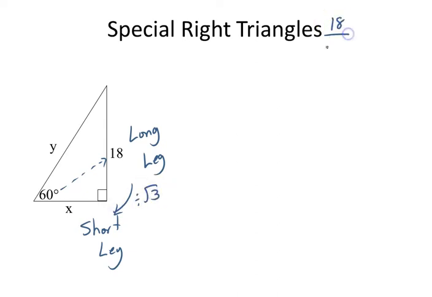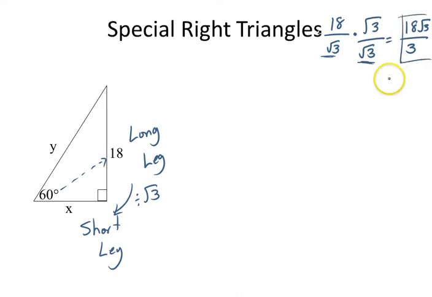I've got 18 divided by radical 3. You can never have a radical on the bottom, so you have to multiply the top and the bottom by radical 3, which would give me 18 radical 3 over 3. Now, how did I get that 3 on the bottom? Well, radical 3 times radical 3 is radical 9, and radical 9 is really 3. Then I can simplify this and call it 6 radical 3. So my short leg here is 6 radical 3.